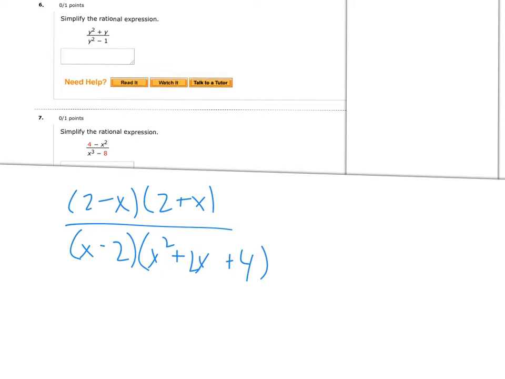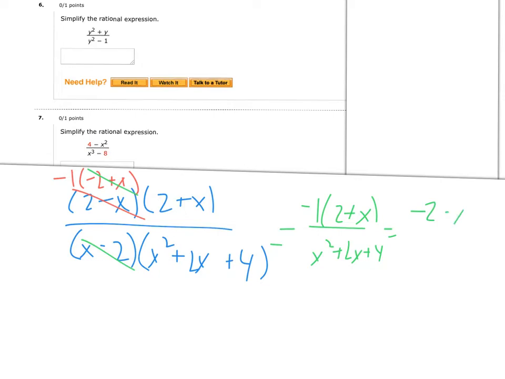So then, let's see, I can't cancel these out right now, but I can go ahead and on this top one, I'm going to take a negative 1 out front and change that to negative 2 plus x. So now it actually will cancel out with the x minus 2 on bottom. So I have negative 1 times 2 plus x over x squared plus 2x plus 4. I would always go ahead and distribute in the numerator, so I'm going to call that negative 2 minus x over x squared plus 2x plus 4.